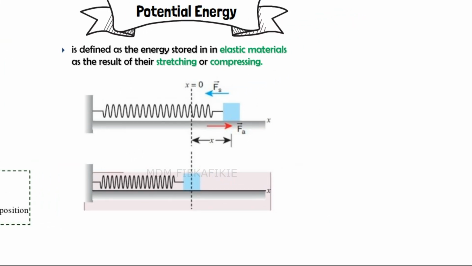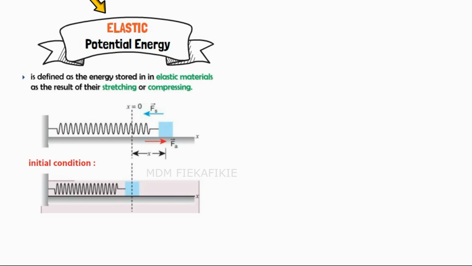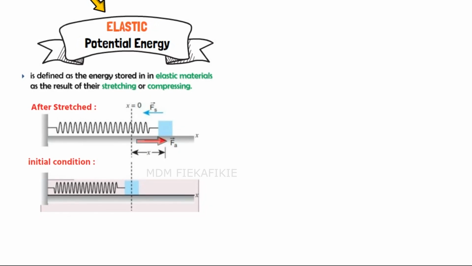Jadi sekarang cuba tengok contoh ini. Spring yang berada di bawah itu merupakan initial condition of the spring. Maknanya dia belum stretch ataupun compress. And what happened when we put an applied force FA to the right? Dan bila kita cuba tarik spring ini ke kanan, so there is a restoring force where the direction of the restoring force should be opposite direction with the applied force. Kalau tarik ke kanan, direction of the restoring force mesti ke arah kiri.